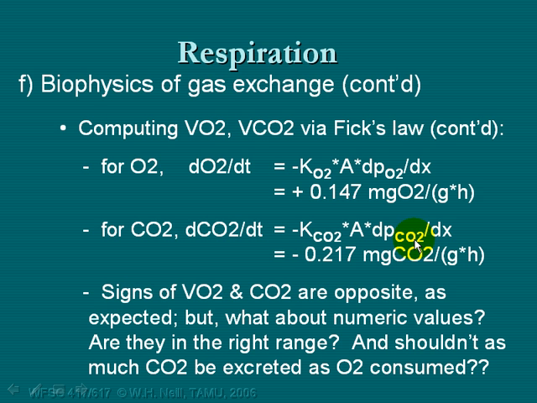It's 0.15 or so. And CO2 is not that far off. It's a minus. The plus sign indicating that oxygen is taken up at the gill into the blood, and the minus sign for CO2 indicating the flux there is in the opposite direction, from blood to water. And so I ask, are the numeric values right or wrong, and are they in the right range at least?